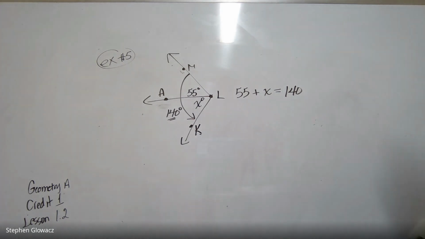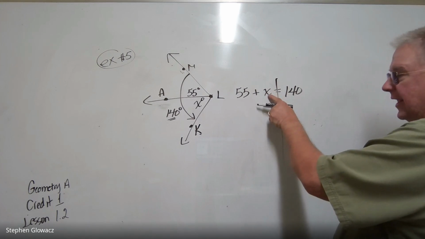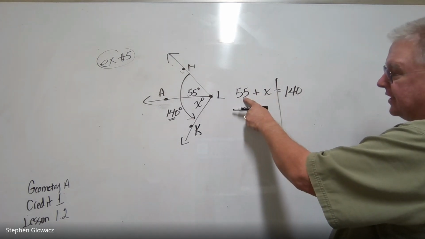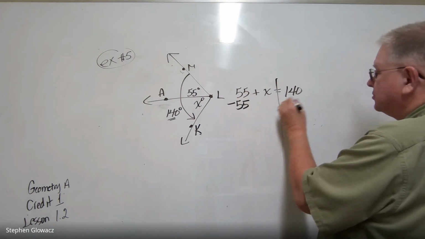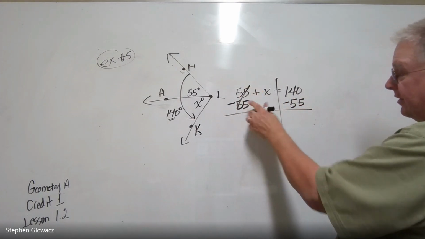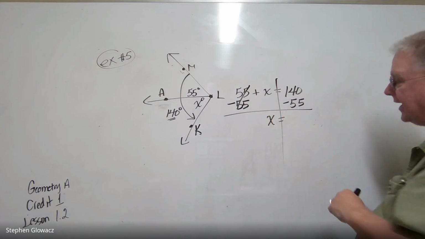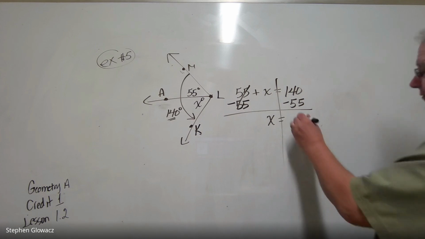And so now to solve this, it's just one step, because in order to get X by itself, all we have to do is get rid of the 55. That is a positive 55, so we're going to subtract 55 from both sides. The 55s over here cancel out. We bring down the X, and 140 minus 55 gives us 85 degrees.